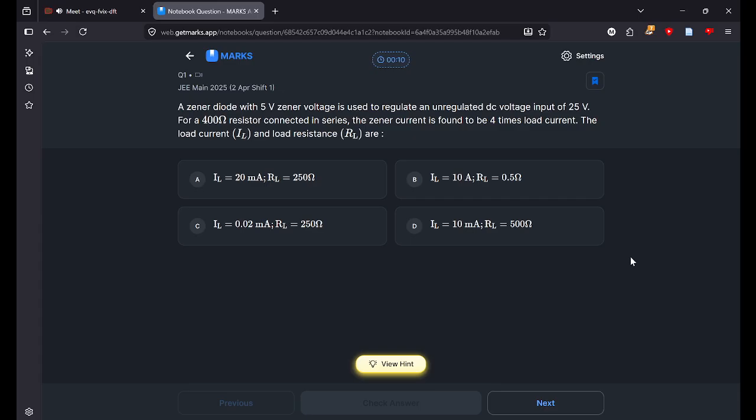Here, a Zener diode with 5 volt Zener voltage is used to regulate an unregulated DC input voltage of 20 volt. For a 400 ohm resistor connected in series, the Zener current is found to be 4 times the load current. Now they want to know the load current IL and load resistance R. So let me draw the circuit for better understanding.